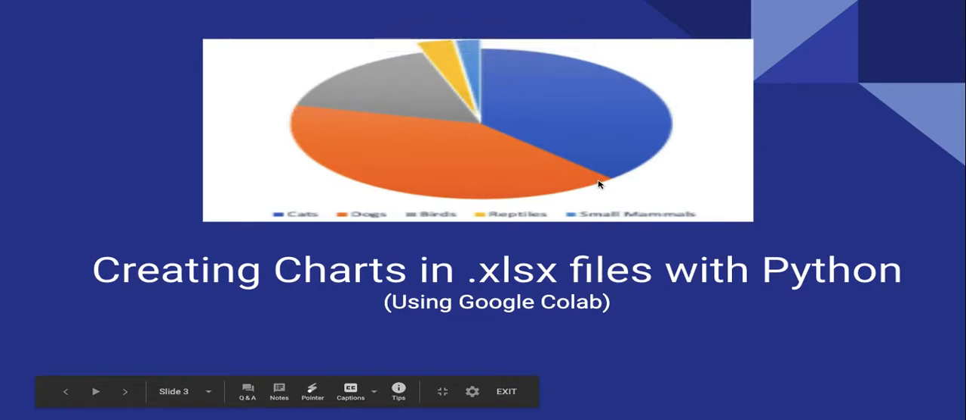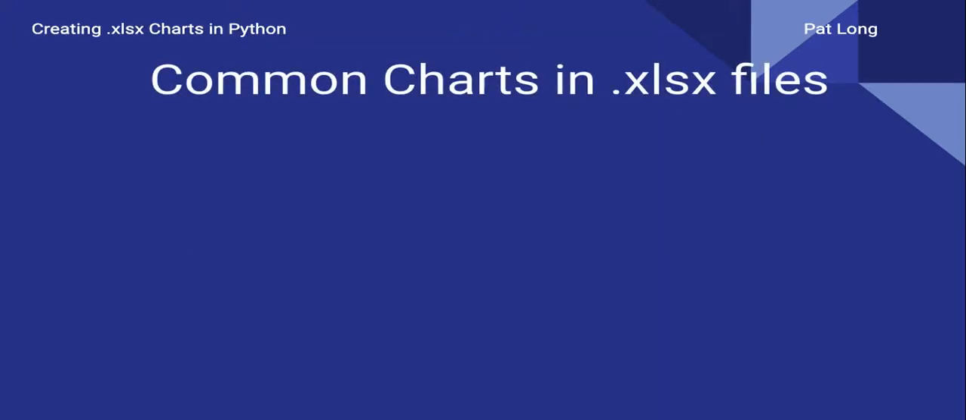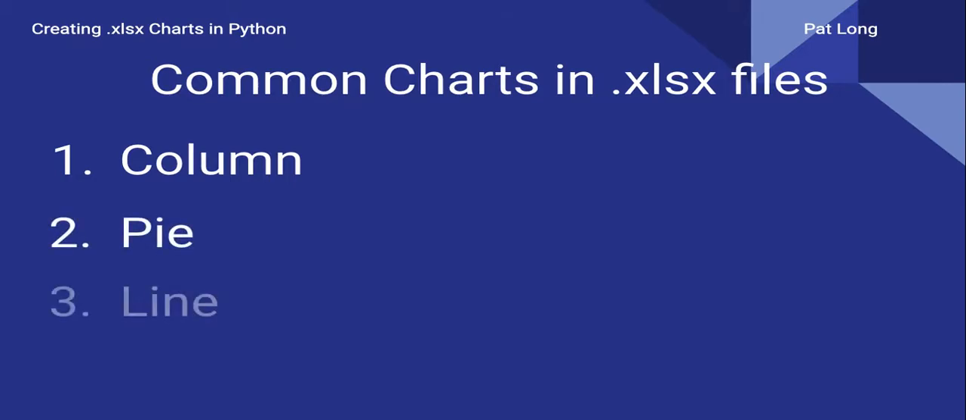So this is a continuation of our creating charts in .xlsx files with Python using Google Colab series. In this series, we go over some of the common charts that you can find in .xlsx files and how to create them using Python and Google Colab. In previous videos we covered column charts and pie charts, and in this video the subject will be focusing on creating line charts. So let's jump into our Jupyter Notebook and Google Colab.